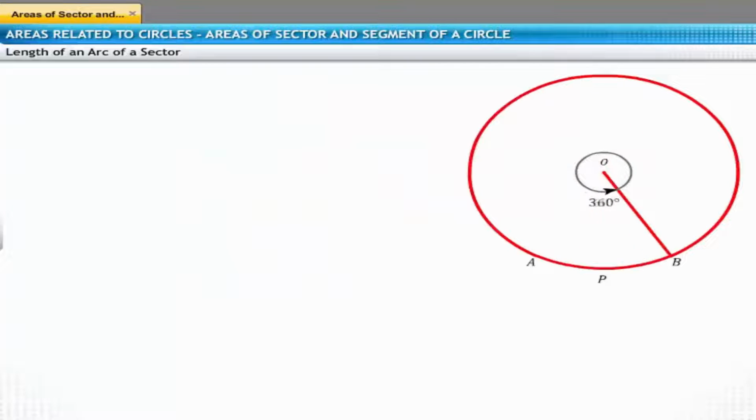If the angle subtended by the arc is 360 degrees, then the length of the arc of a circle will be equal to the circumference of the circle. Thus, the length of an arc of angle 360 degrees will be equal to 2 pi r, where r is the radius of the circle.